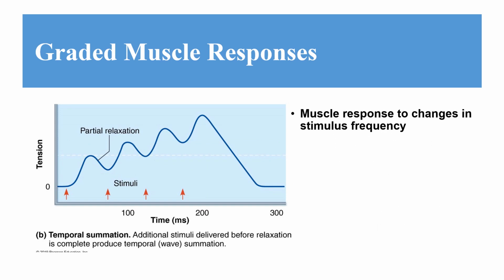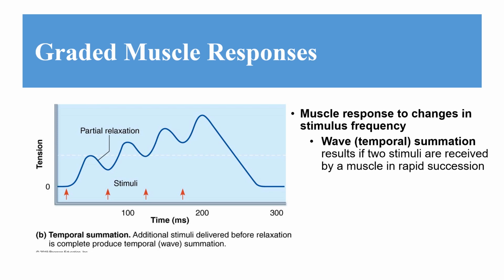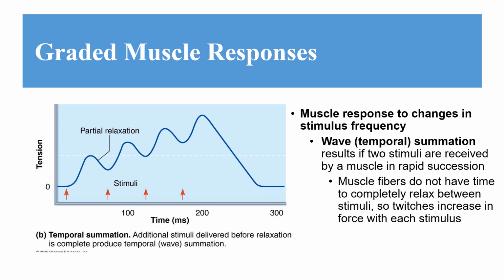So now is going to be the situation when we start to have multiple stimuli that are going to come in succession of one another, so right after each other, and the muscle is not going to be able to relax completely between them. And so this is going to be called wave summation or temporal summation. The word temporal means time. And so this is when you're going to have two stimuli that are received by a muscle in rapid succession. So the muscle fiber will not be able to completely relax after the stimuli.